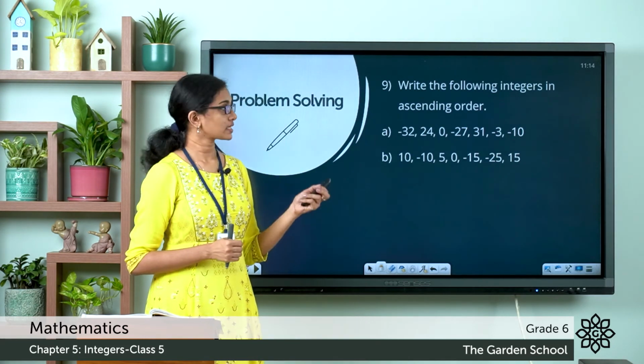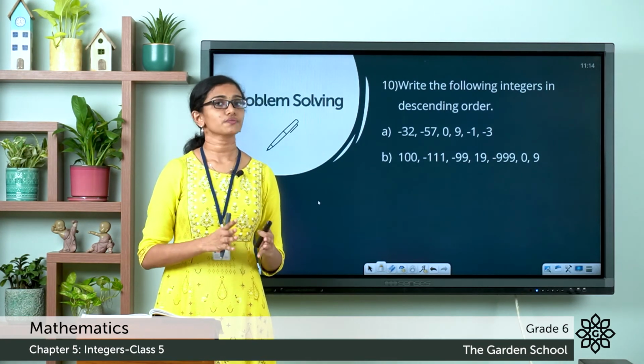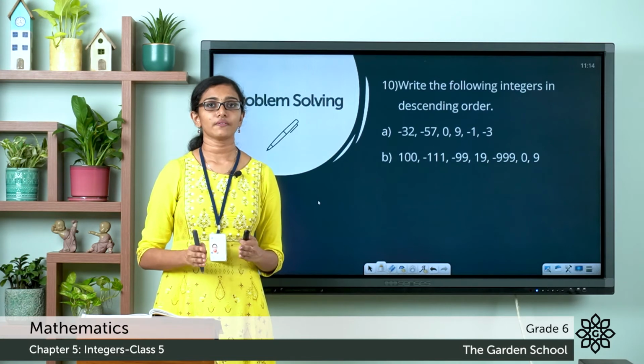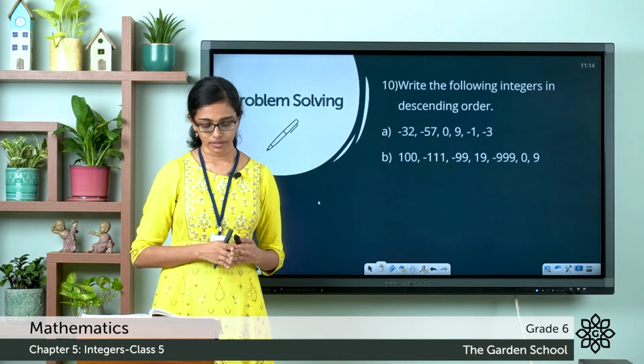So the next question, question number 10, is to arrange the given integers in descending order. So you just follow the rule and arrange the numbers in descending order. You may note down your answer in your notebook.